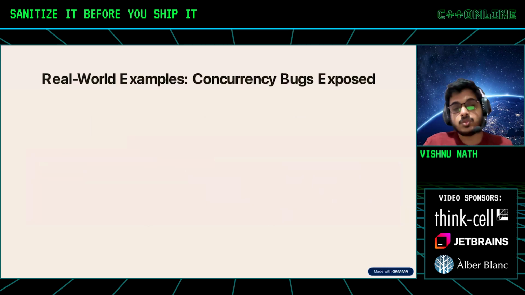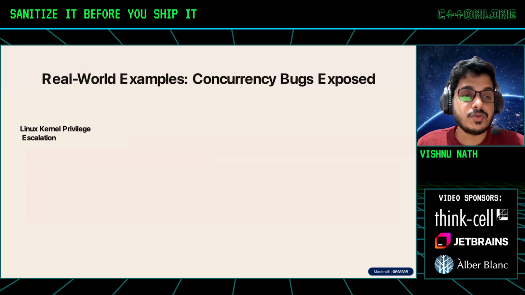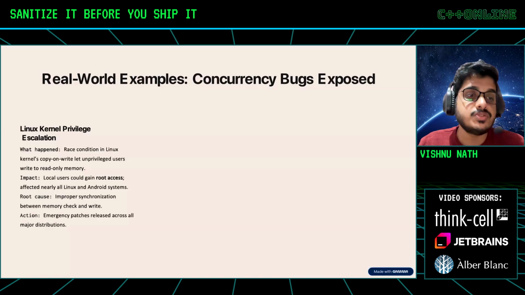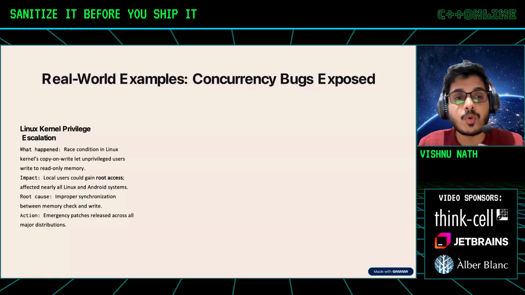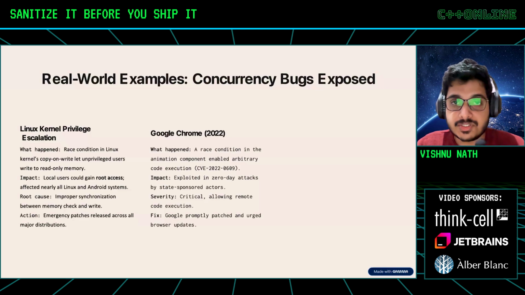So I'll just go through some examples of concurrency bugs encountered in the world that caused some hiccups. You may have heard about the Linux kernel privilege escalation, the Dirty COW exploit, where a race condition in the Linux kernel copy-on-write happened, and this allowed unprivileged users write access to read-only memory. This is a crucial bug, and the root cause is a small improper synchronization between the memory check and write, and they provided emergency patches to fix it. The second happened in Google Chrome's animation component, where a race condition enabled arbitrary code execution, and it was exploited in zero-day attacks. It was so critical, allowing remote code execution.